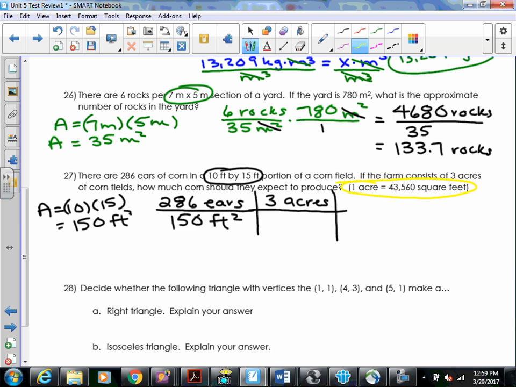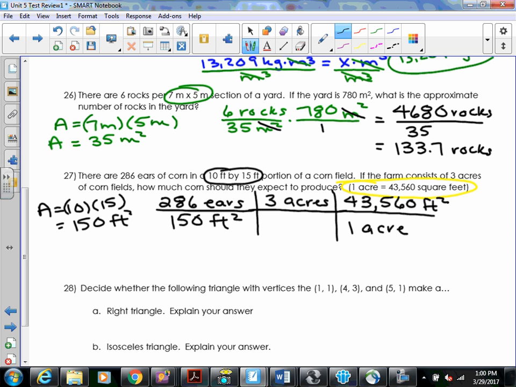That's important. So to finish setting up the problem, I have acres on the top, and I need to get rid of acres. Where's acres going to be in this next piece of my equation? It's got to go on the bottom. So I'm going to take this 1 acre from the conversion and put it on the bottom. Now that 1 acre is equivalent to how many square feet? 43,560 square feet.